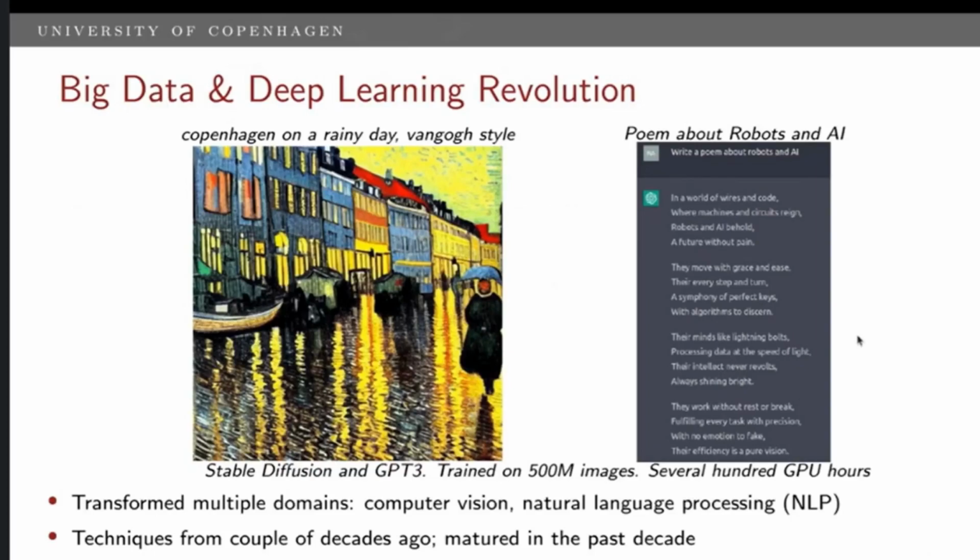Both of these are based on this new class of generative models. The image model is called Stable Diffusion, and ChatGPT is based on GPT-3. Stable Diffusion is trained on 500 million images, and the GPT-3 model is also trained on massive amounts of text data, requiring huge amounts of compute. So, several hundred hours of compute.